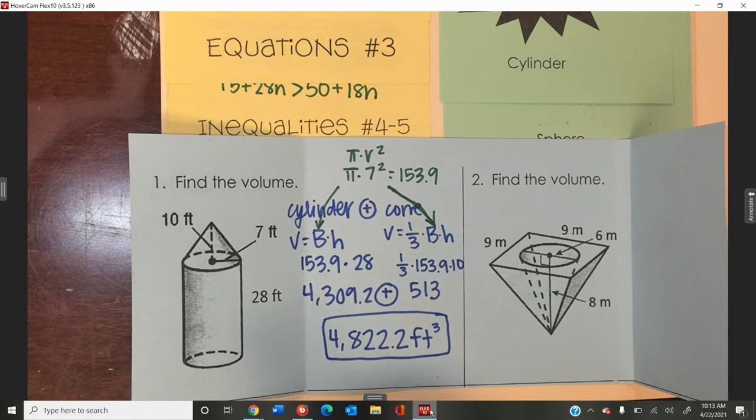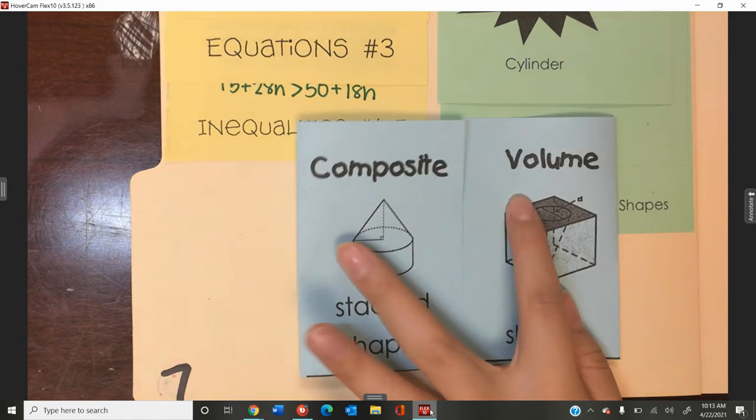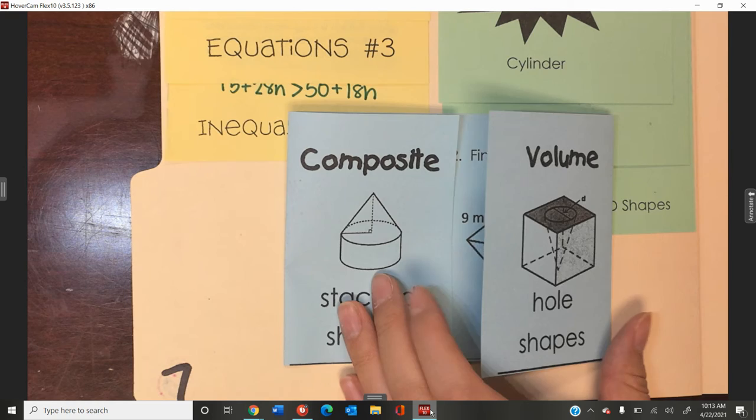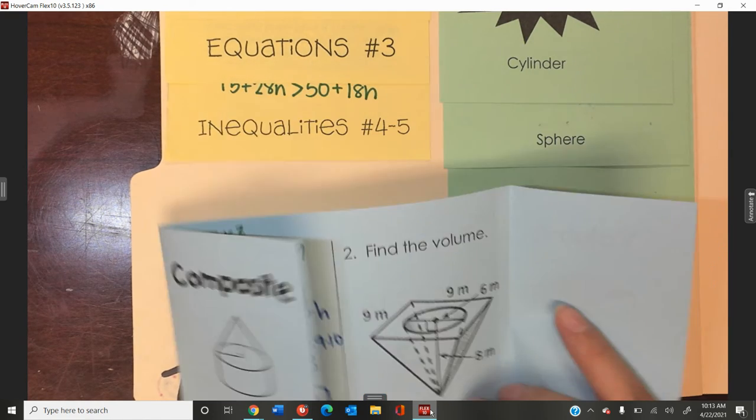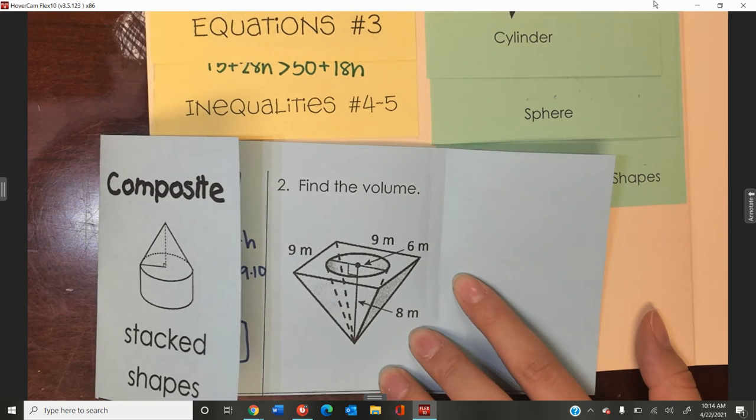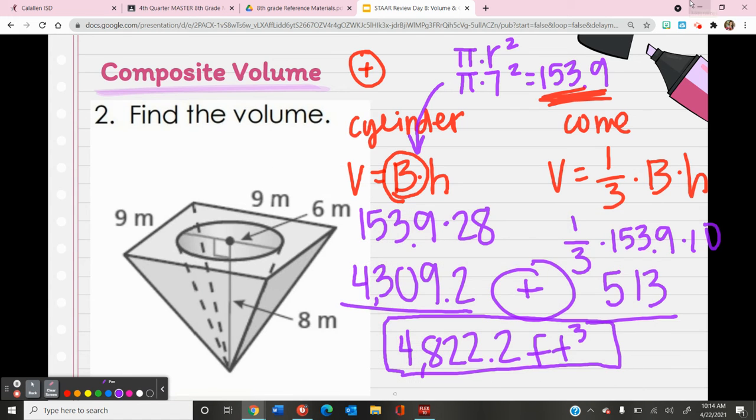Okay, so that's for the stacked image. Now we're going to go ahead and close it. And now we're going to look at if we have a hole. So this is our second type, which are holes. So we're going to go ahead and go to our next slide.